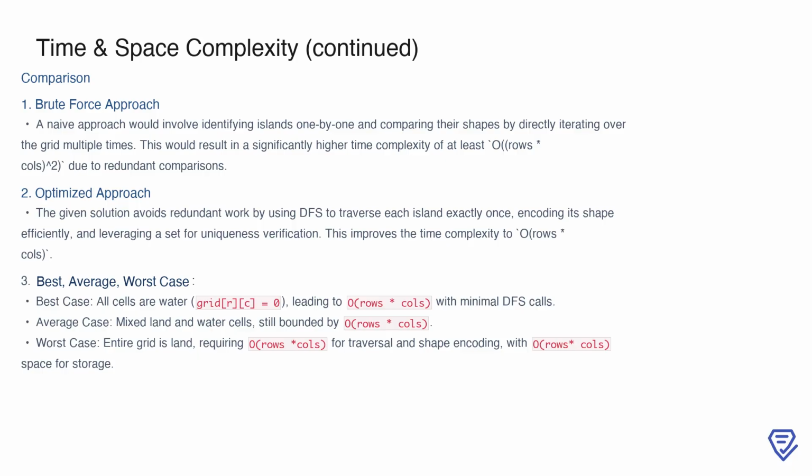In terms of specific cases, the best case occurs when the grid contains only water, where no DFS calls are necessary, so the complexity remains O(rows * cols). In the average case, with a mix of land and water cells, the complexity is still bounded by O(rows * cols). Finally, in the worst case, where the entire grid consists of land, the traversal, shape encoding, and storage still scale linearly with the grid size, maintaining the O(rows * cols) time complexity.